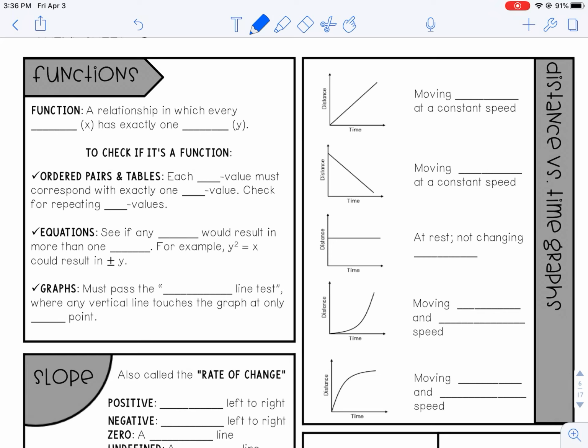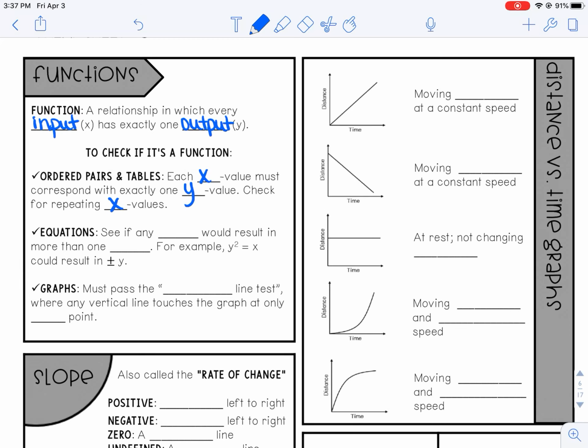So let's go ahead and take a little bit of a look at functions, what they mean. A function is a relationship in which every input has exactly one output, denoted by y. In ordered pairs and tables, what you're looking for is that each x value must correspond with only one y value. So you're going to be checking for repeating x values.